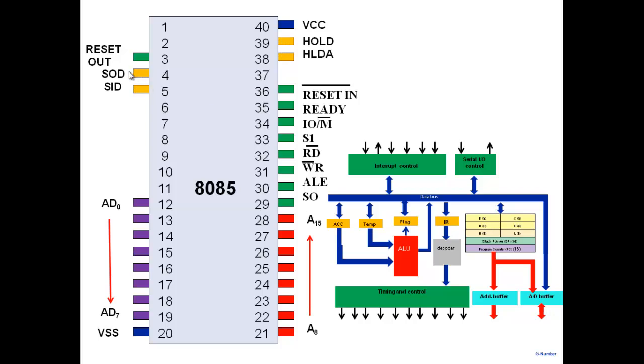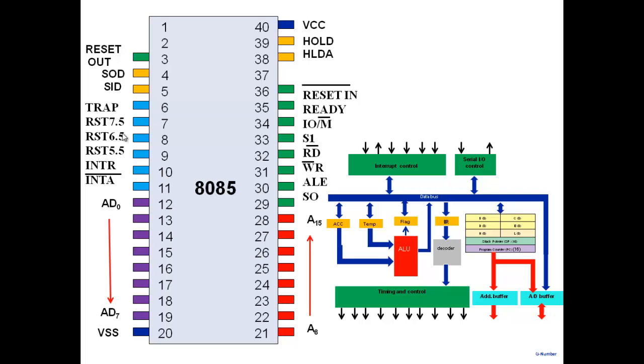These are the SOD and SID are for serial communication. As I said, serial data communication here. Serial input and serial output. So these are for that. This we will see. These are for communication with the memory. Separate communication with the memory we'll see later on.